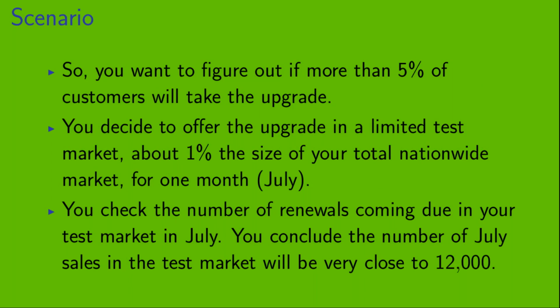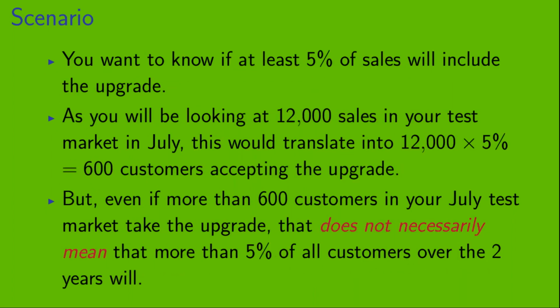You decide to offer the upgrade in a limited test market, about 1% the size of your total nationwide market, for 1 month, the month of July. You check the number of renewals coming due in your test market in July. You conclude that the number of July sales in the test market will be very close to 12,000. So you want to know if at least 5% of sales will include the upgrade. As you will be looking at 12,000 sales in your test market in July, this would translate into 12,000 times 5%, that's 600 customers, accepting the upgrade.